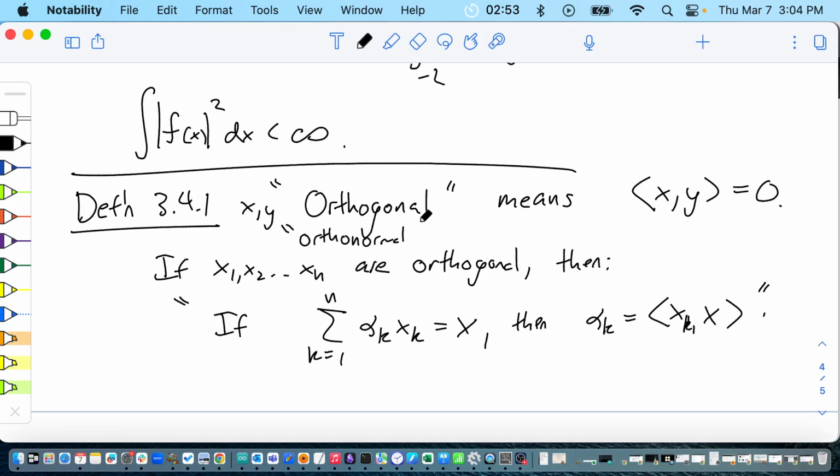Orthonormal means orthogonal and the norm of x equals 1. So the normal part means they are normalized to be size 1. So orthogonal, everything is perpendicular to everything else, and orthonormal is that they're also equal to length 1. Okay, so essentially what we are going to do is build up a big theory of what happens when you start putting infinities for the number of orthogonal things.